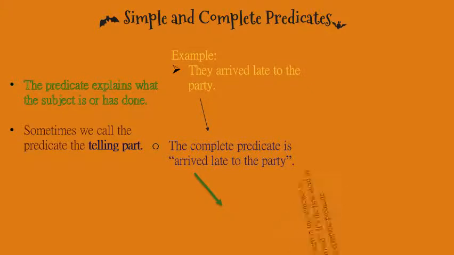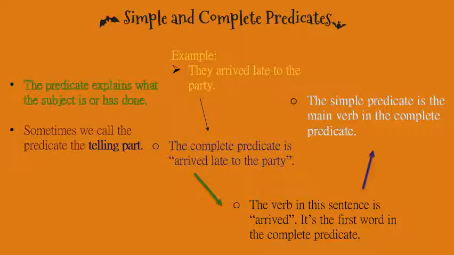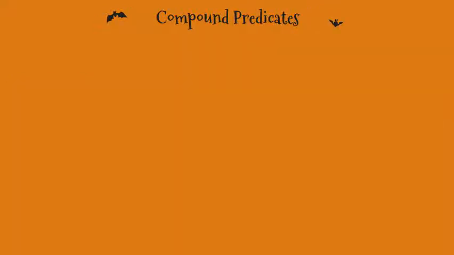And the simple predicate is the verb in the sentence, which means it's the first word in the complete predicate. The verb in the sentence is arrived. It is the first word in the complete predicate, so we call it the simple predicate. The simple predicate is the main verb in the complete predicate. So it's similar to the subject. As the simple subject is a part of the complete subject, the simple predicate is a part of the complete predicate. Now we move to the compound predicates.